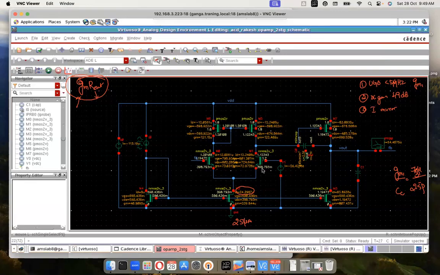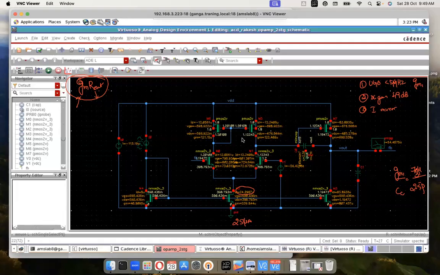Now, you see that there are some things here. The VDS for this MOSFET is 1.8 minus 1.2. What about the VDS for the right MOSFET? It's higher. VDS is 676. For the left, it's 600. Ideally, you remember, if we want a better current mirror, we have to have very good VDS matching. That has not happened.